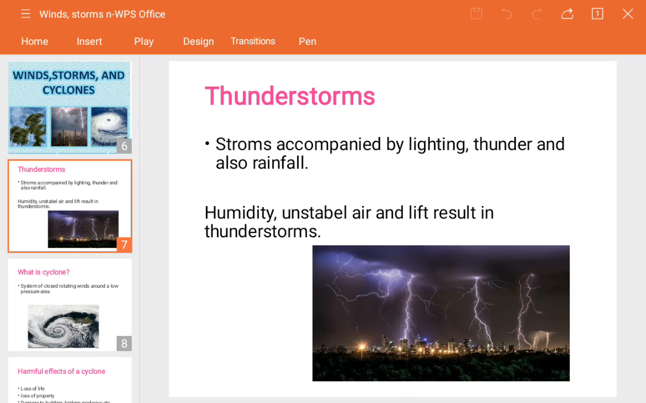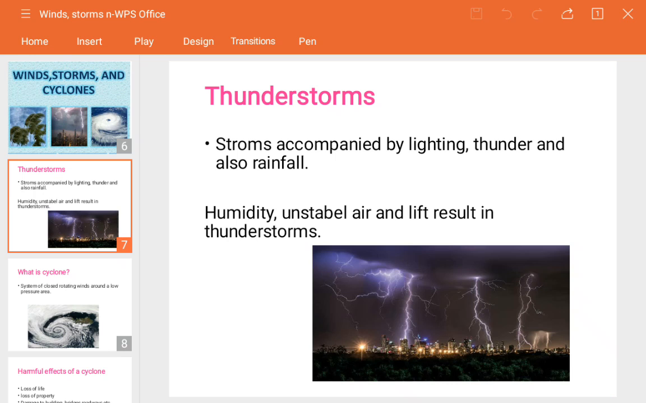The first topic is thunderstorms. So what is it? It is accompanied by lightning, thunder, and also rainfall. Most of the time, maybe you have observed, before the rainfall happens, you mostly hear the sound, and storms also come with lightning. So what was that actually? That is nothing but a thunderstorm. That is the combination of lightning, thunder, and rainfall.